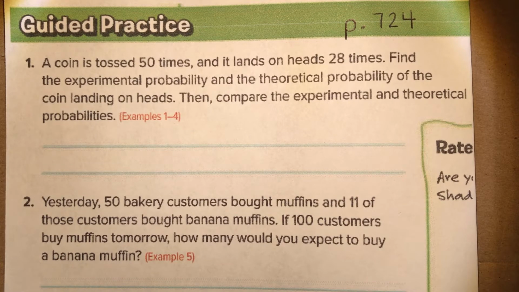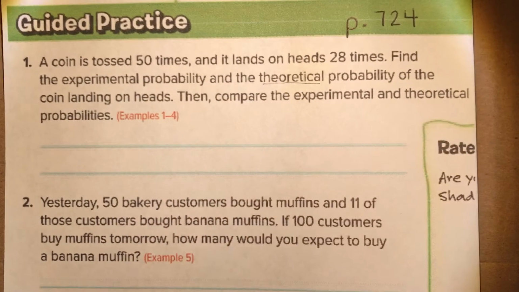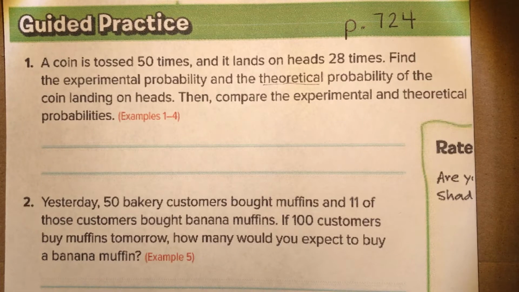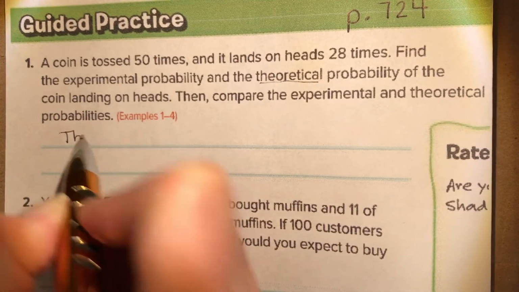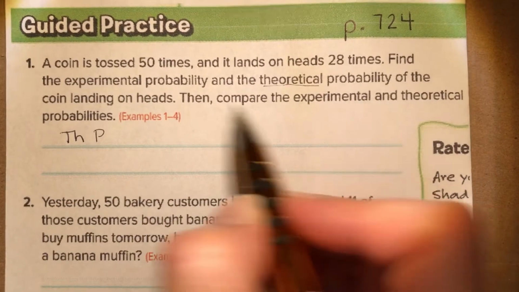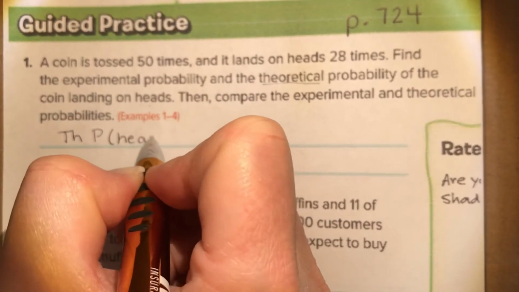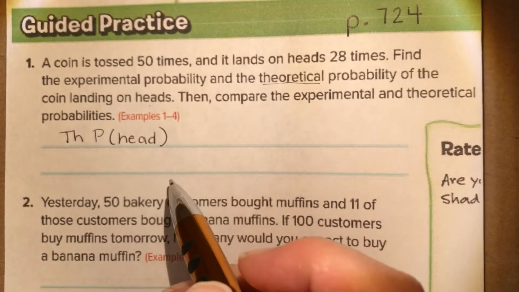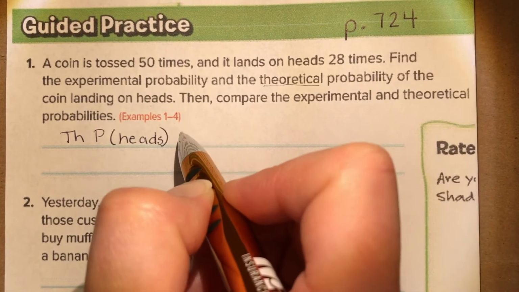So I'm going to first start with talking about theoretical. So again, theoretical is what really should happen. Everything we did in the first lesson was theoretical. So I'm going to start with doing what we know best. So we know theoretical, and we abbreviate TH, probability of the coin landing on heads. So I always write in here what I want to have happen. Okay, so the theoretical probability of a coin landing on heads.